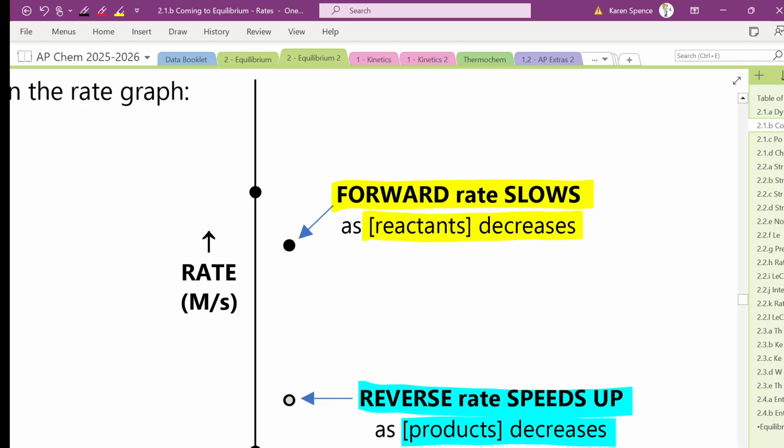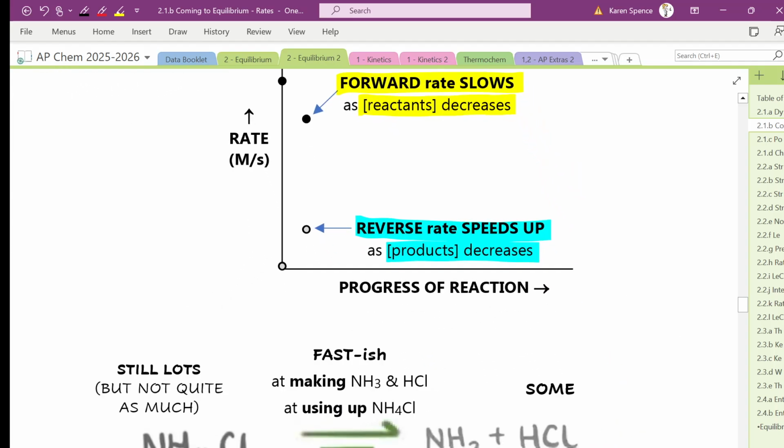What do you think the rest of that graph is going to look like? Where will they end up? Right in the middle. So they're going to end up right in the middle, which means they're going to be lying right on top of each other. And if they're on top of each other, that means the two rates are equal. And once the rates are equal, we are at equilibrium. Okay, so we've got that.